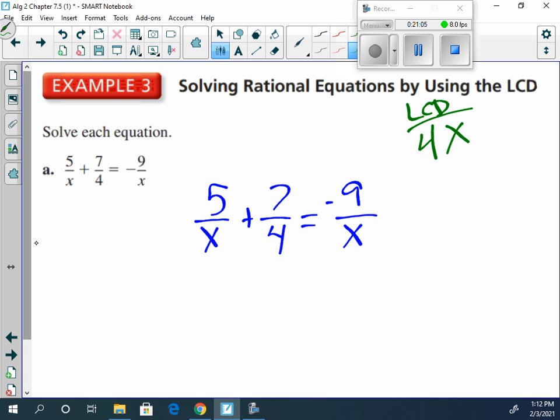So what we can do now, because 4x will simplify these fractions, we're going to multiply each one of them by 4x. So I'm going to multiply this by 4x. So we're going to multiply every term by this here, this 4x. We're multiplying all the way through the equation by 4x.